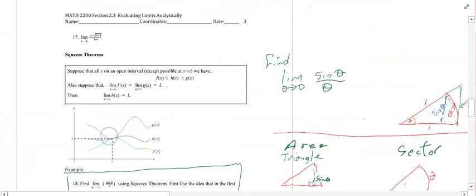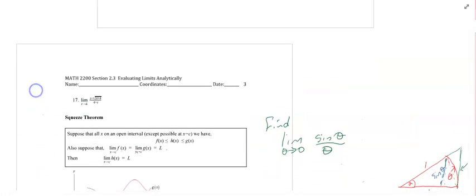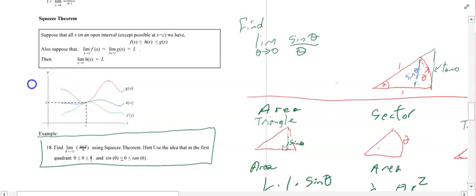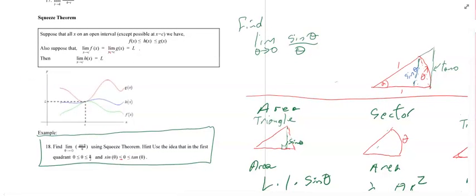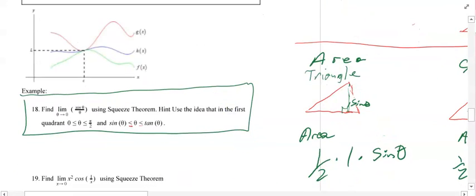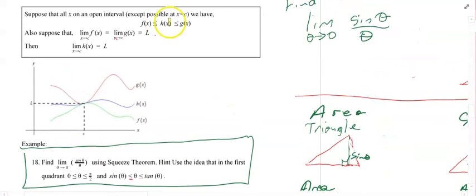Let us look at another situation where we will use a technique called the squeeze theorem. The squeeze theorem says that suppose on an open interval, except possibly where x equals c, we have f of x less than or equal to h of x less than or equal to g of x. And suppose the limit as x approaches c of f of x is equal to the limit as x approaches c of g of x is equal to L. So if the highest function and the lowest function have the same limit, then the middle function, the limit of h of x as x approaches c, is equal to L.